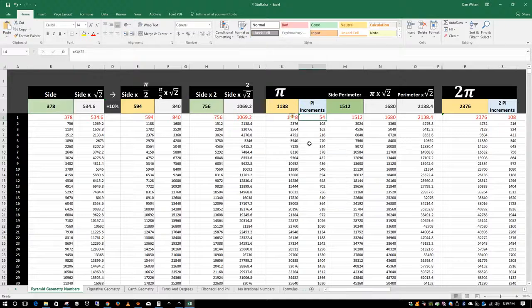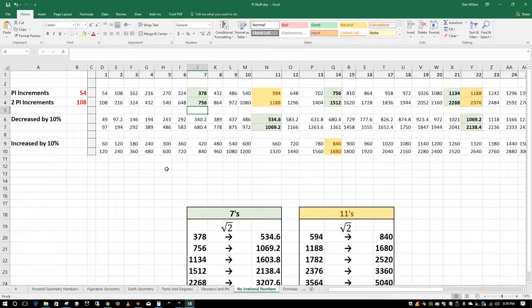Well, I've discovered something really interesting I want to share with you guys tonight. I think it has more to do with pyramid code that's being unlocked, but I want to show you this real quick first. So just using the pi increments themselves, I was able to eliminate all of the irrational numbers by doing the following. So what I did was I plug in 54 here.